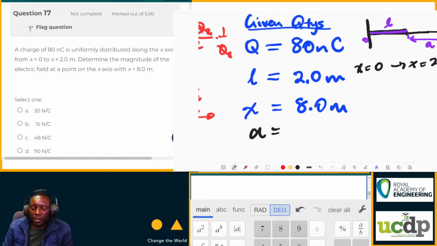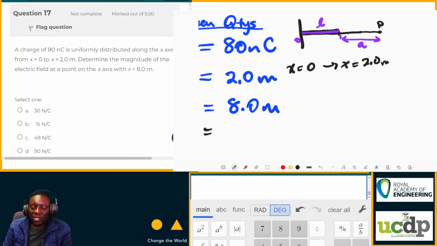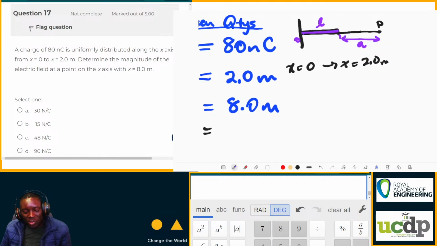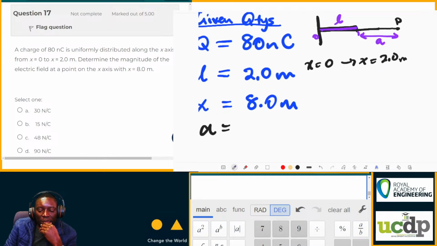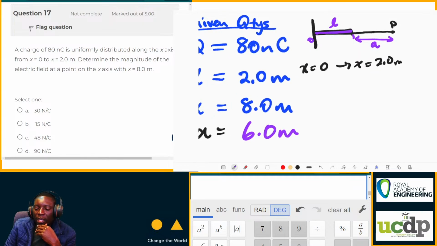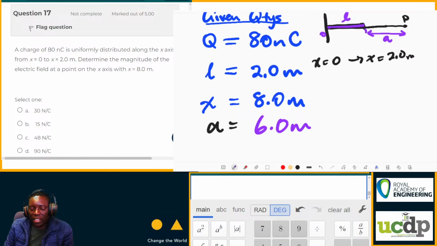Yes? Feel free, there's no wrong answer. It's good to just give attempts. What do we put? 6 meters. 6 meters, very good. So 6.0 meters is A. A is the distance from the end of the rod to the point of measurement. So that's how we have made that derivation.